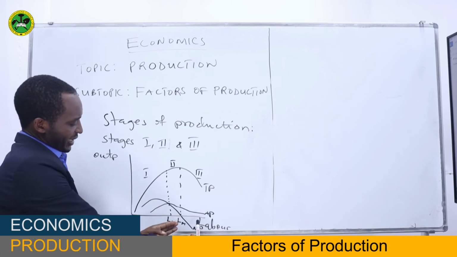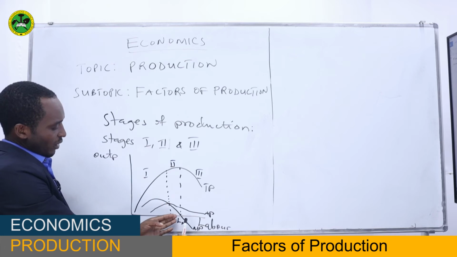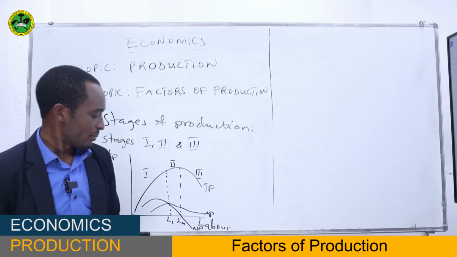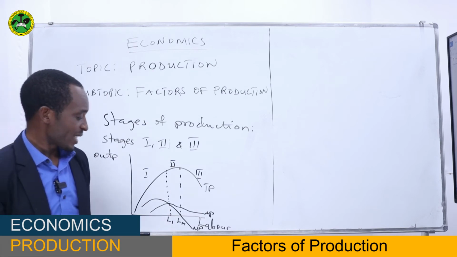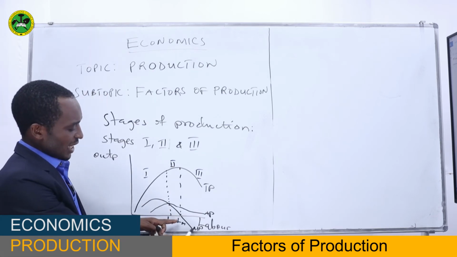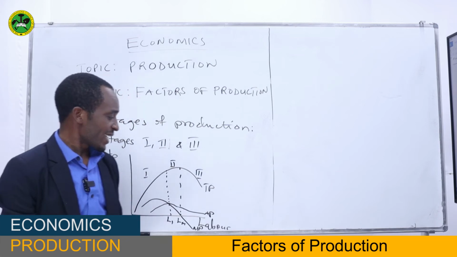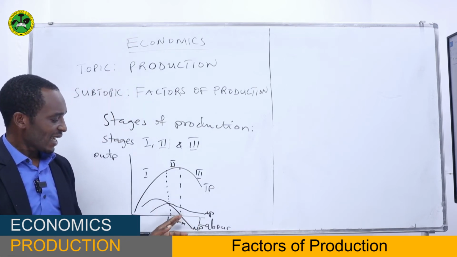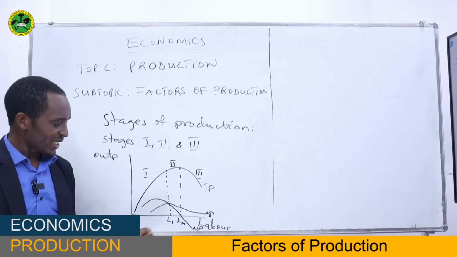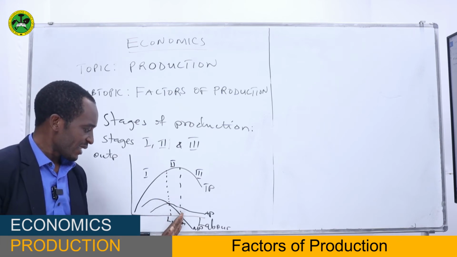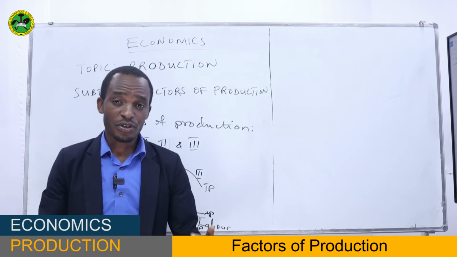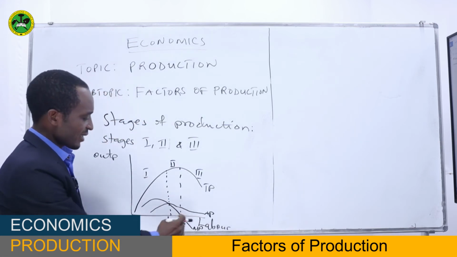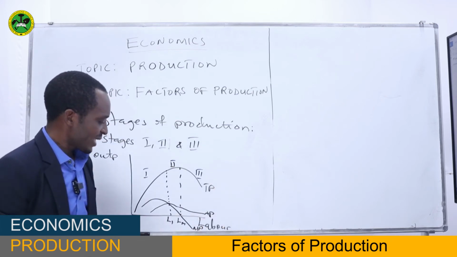And at stage 3, you can see in this stage it is not profitable to employ more units of labor, since the marginal product, or the additional output you are getting due to an increase of one more unit of labor, will be negative. So in stage 3, it is not profitable to employ any unit of labor, since at this stage you'll be getting a loss.